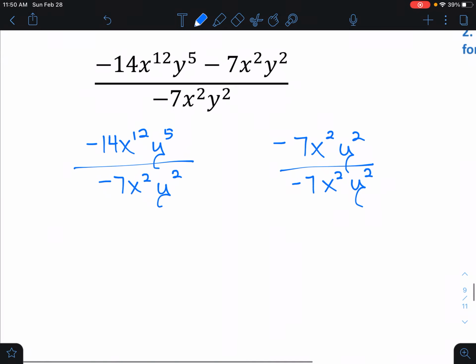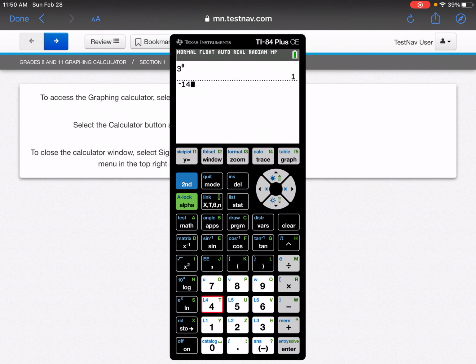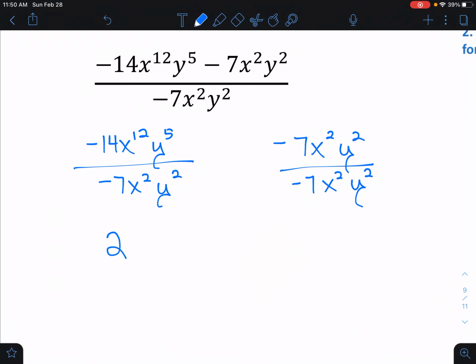Let's do it. All right, so I'm going to start with this one on the left. Negative 14 divided by negative 7. I want to start with that. That's positive 2. If you're not good, use your calculator. Type it into your calculator, right? You can say negative 14 divided by negative 7. But always check with your calculator if you're not sure.